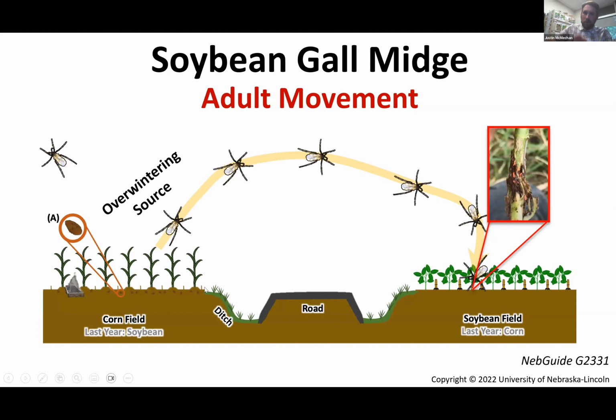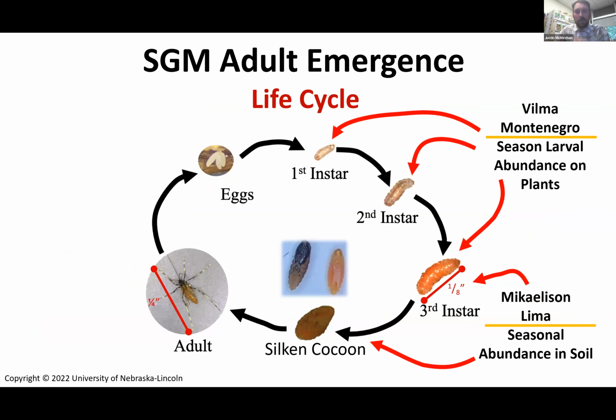So we're gonna move over to the current year's soybeans, where they've already moved in and infested those soybeans, and talk about a couple different temporal aspects of soybean gall midge and its importance both on the plant and in the soil. And I'm going to highlight that by the life cycle of soybean gall midge, which has 3 larval instars.